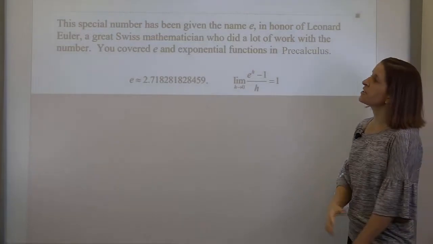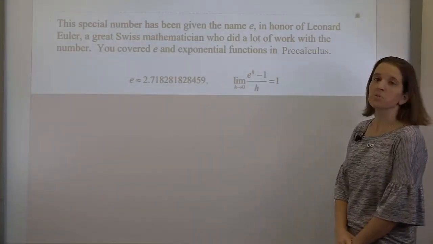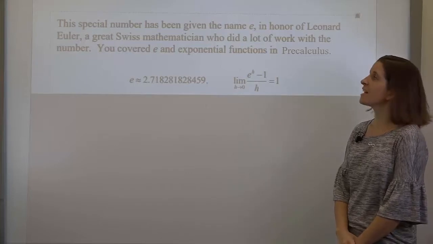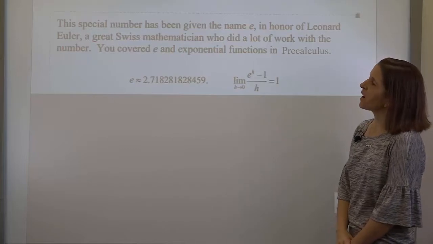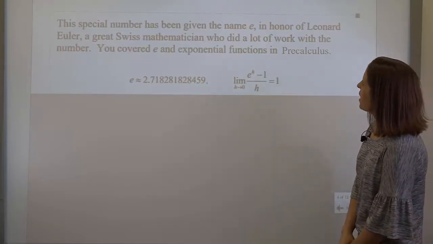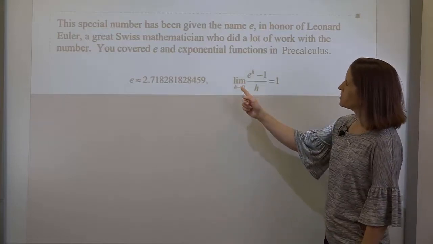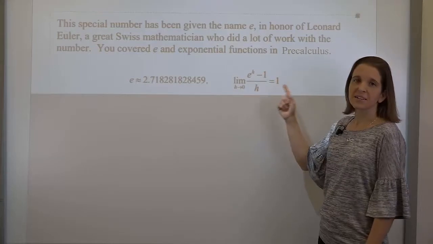So it turns out that there is a special number between 2 and 3 where that limit would work out to be exactly 1, and that number is e, right? So e, discovered by Euler, which does start with the e despite how it sounds. And it turns out that e is the number where, when you take the limit as h approaches 0 of e to the h minus 1 over h, you get exactly 1.